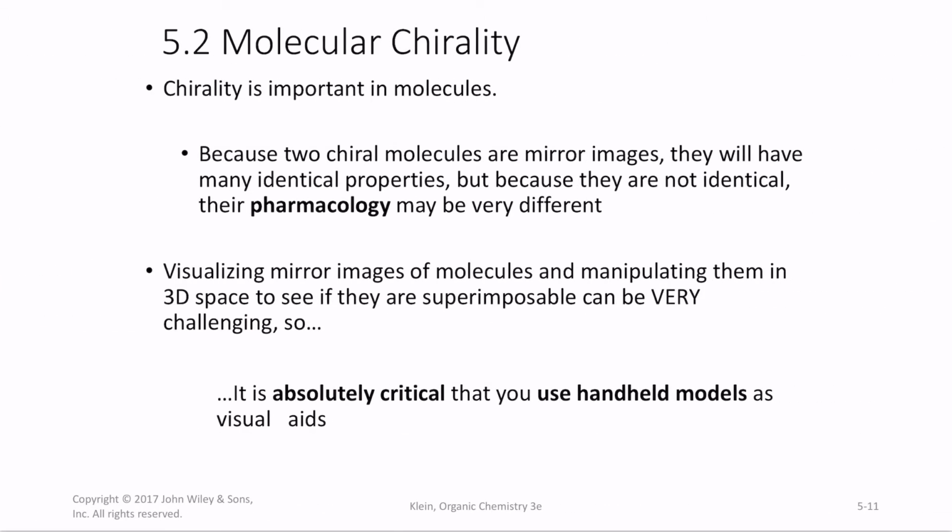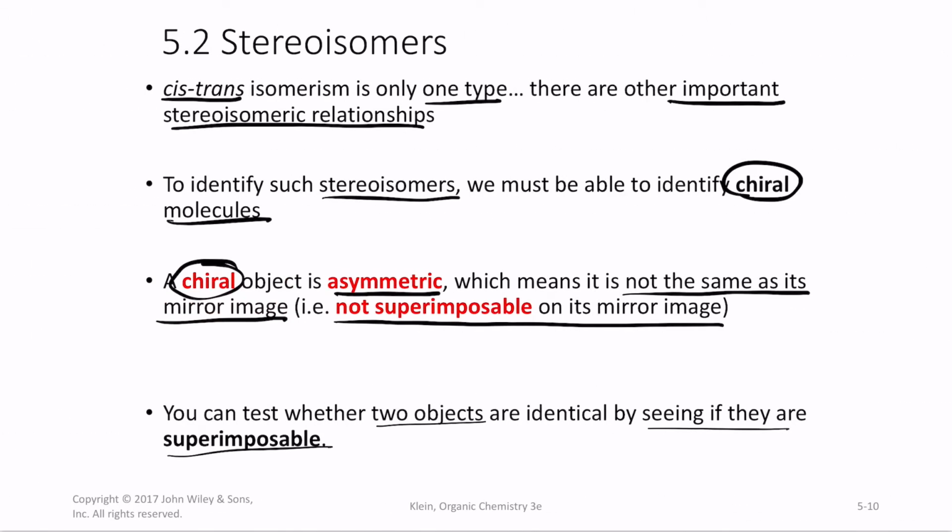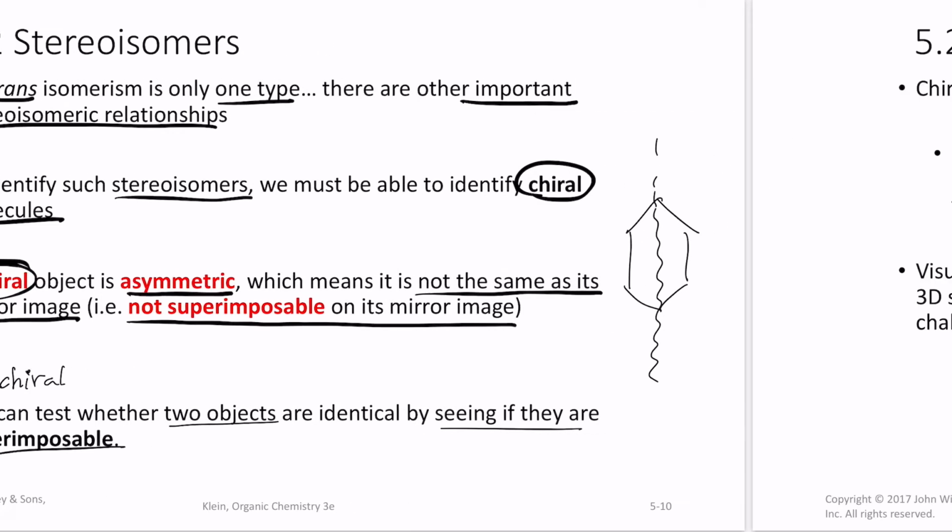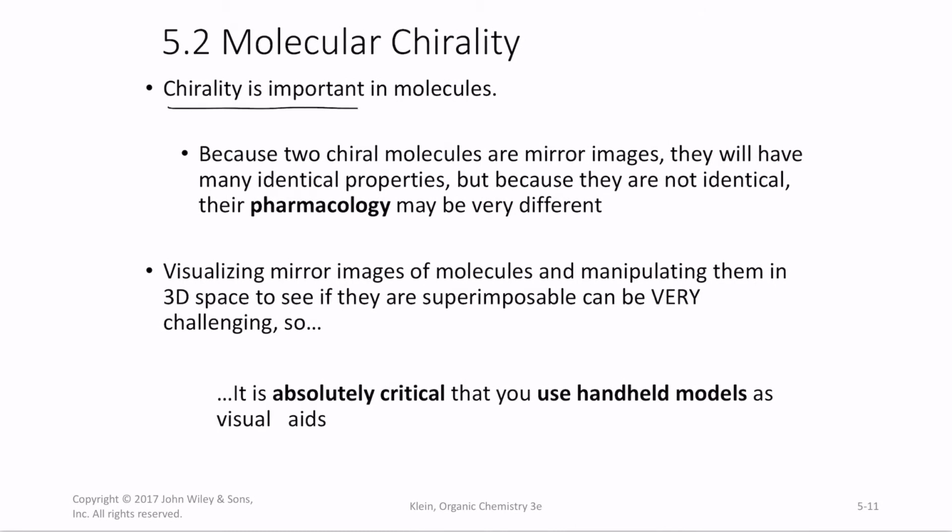So this is how we generally classify chirality. If the molecule is asymmetric, we call it chiral. If it is superimposable, we call it achiral. For example, if you take the molecule cyclohexane and put it in front of a mirror, the structure looks exactly the same on either side. So this is an example of an achiral molecule. Chirality is really important in molecules because two chiral molecules that are mirror images sometimes have identical properties, but they are not identical in their pharmacology. So in terms of drug properties, they might differ.